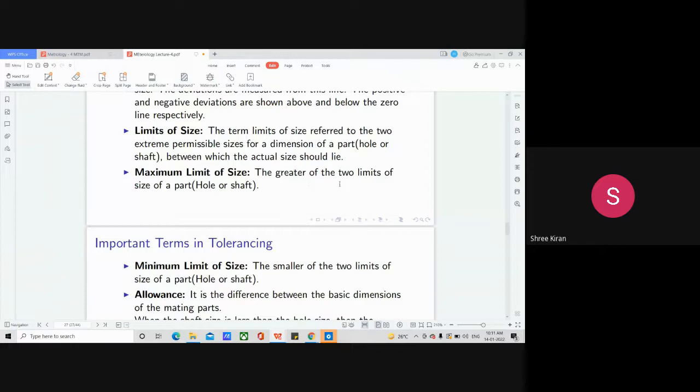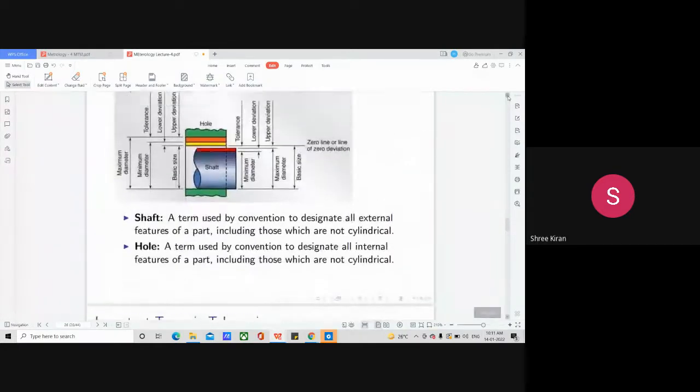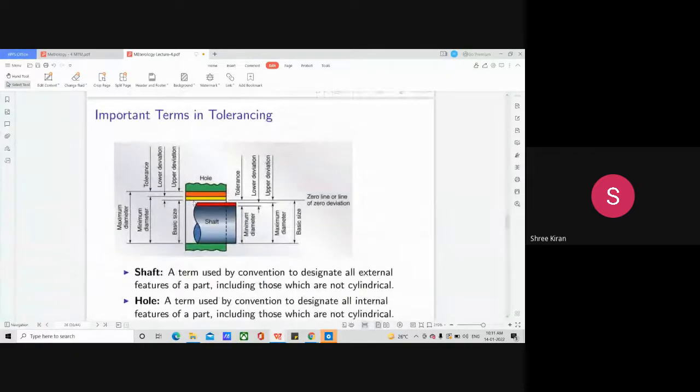The greater of the two limits. If it's the maximum, this means the minimum is the smaller of the two limits. The maximum limit of size is the greater, and the minimum limit of size is the smaller. See, this is the maximum limit and this is the minimum. So this is the difference.